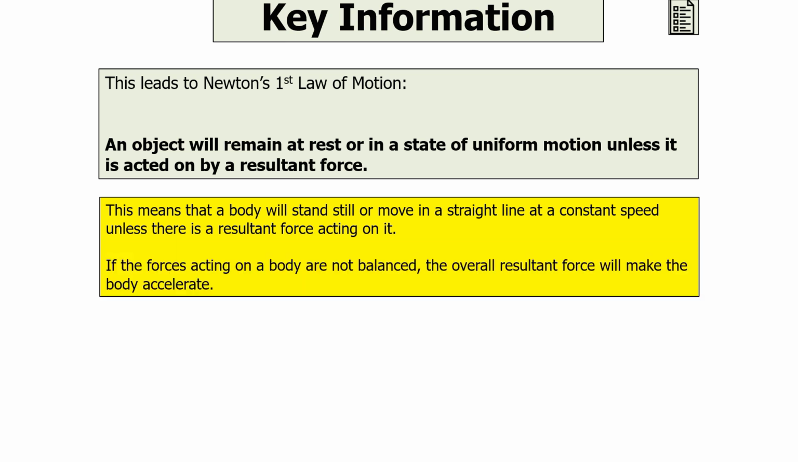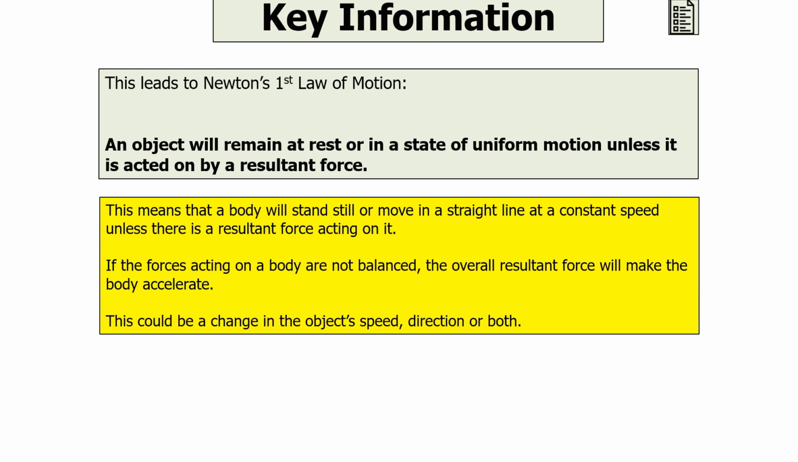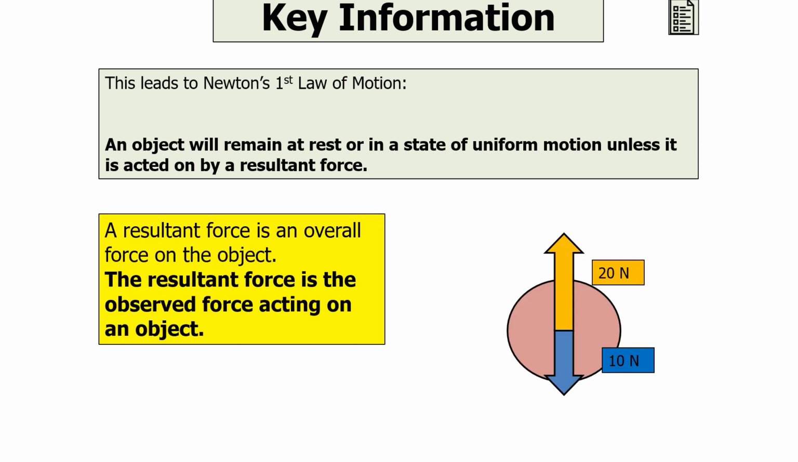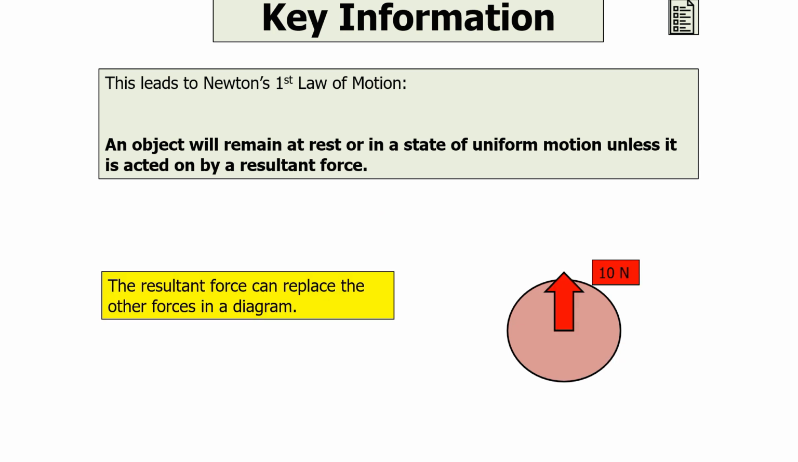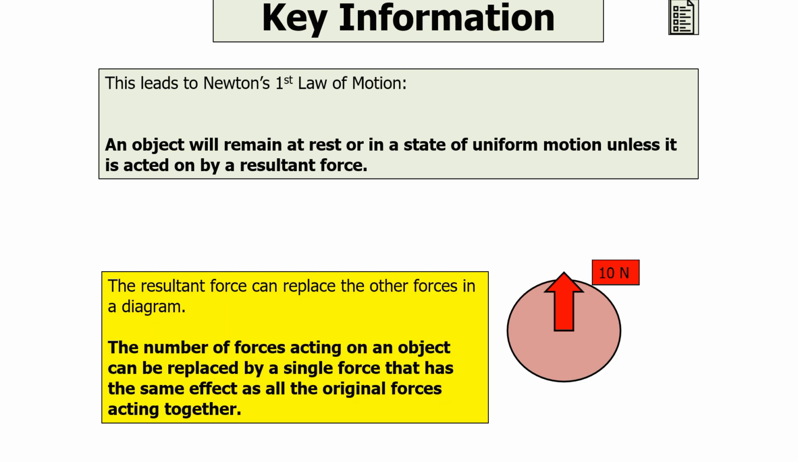So if the forces acting on a body are not balanced, the overall resultant force will make the body accelerate. So this could be a change in the object's speed, the direction, or both. Now, a resultant force is an overall force on an object. The resultant force is our observed force acting on an object. So the resultant force can replace the other forces in a diagram. So the number of forces acting on an object can be replaced by a single force that has the same effect as all the original forces acting together.